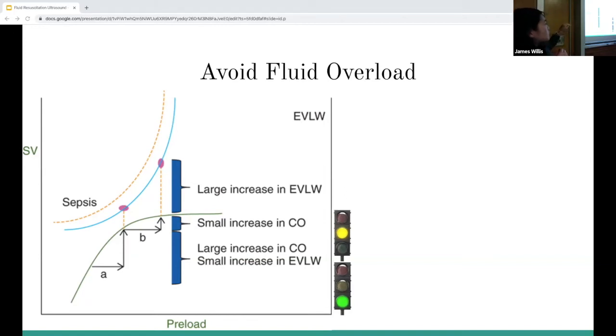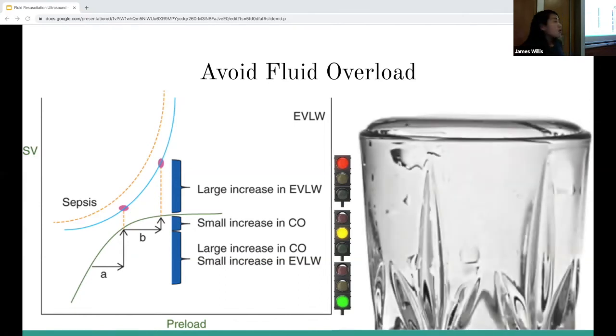Then in that small increase in cardiac output section, where your curve is starting to flatten out, that's where you want to slow down, maybe hit the yellow light. And definitely when you've already flattened out on that Frank-Starling curve, you don't want to give any more fluid, because that's where your extravascular lung water is going to shoot way up. So ideally you want to tank them up, but not over.